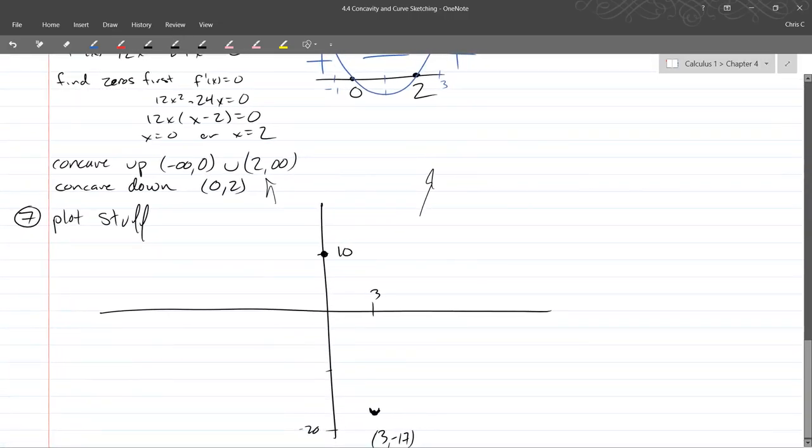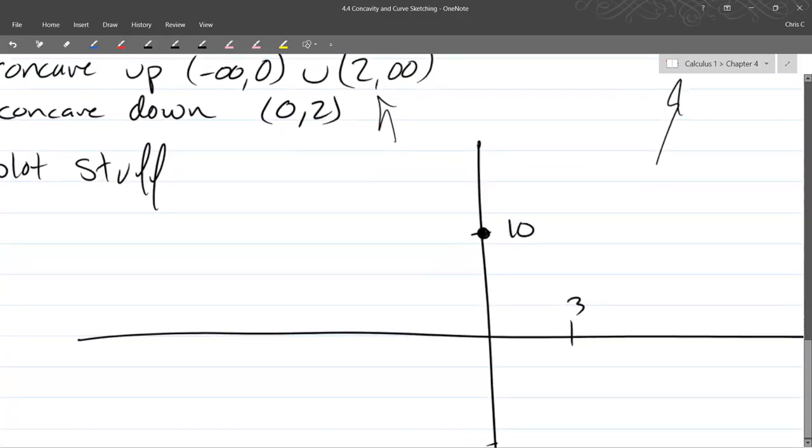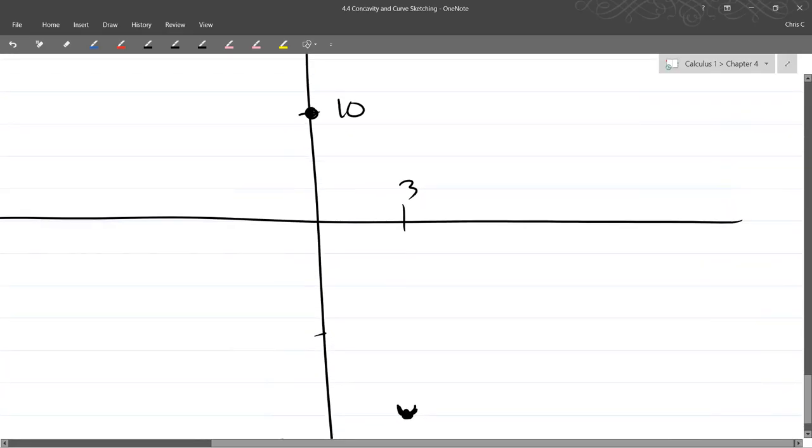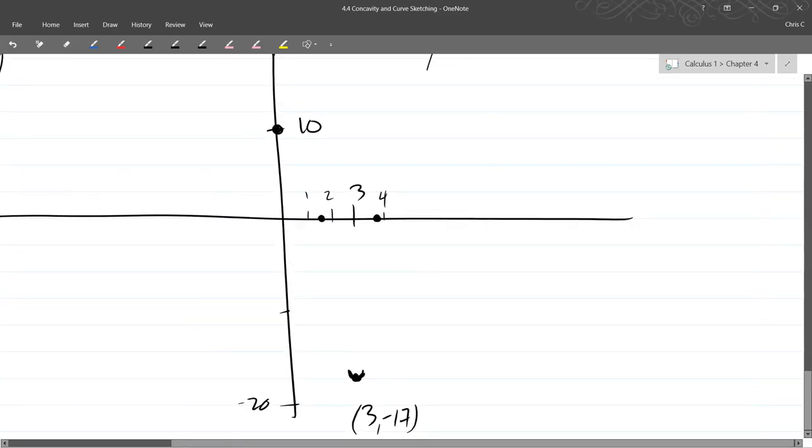And I gave the x-intercepts for free. We got 1.6, uh-oh, I'll say is right about there, and 3.8 is right next to 4. So we got our x-intercepts right there.